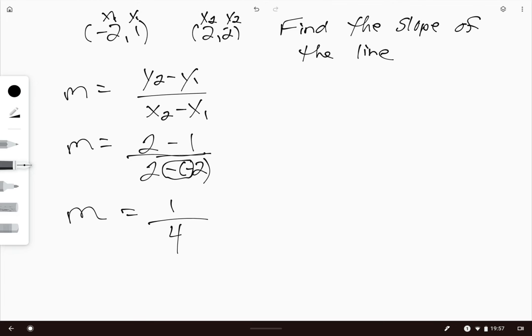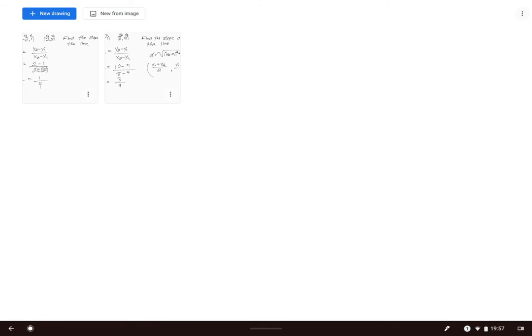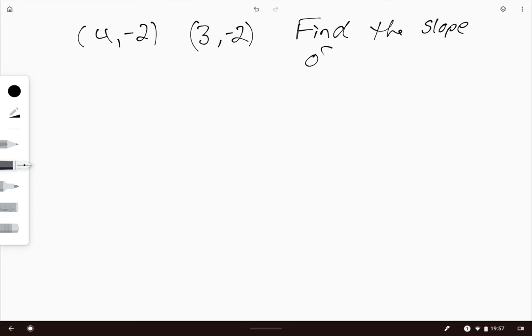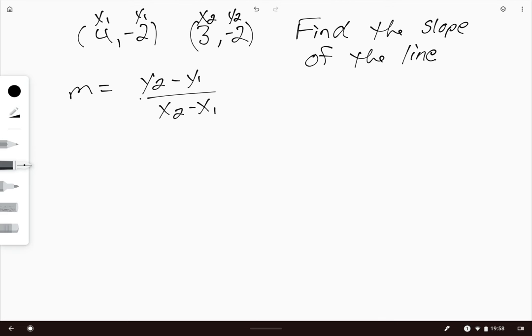Okay, so let's do one more example, and then we'll go to some graphs, and I'll show you how you can use this when you have a graph of a line. All right, so if I have 4, negative 2, and 3, negative 2, and I want to find the slope of the line. So I label, then I'm going to find my difference in y and my difference in x by subtracting.